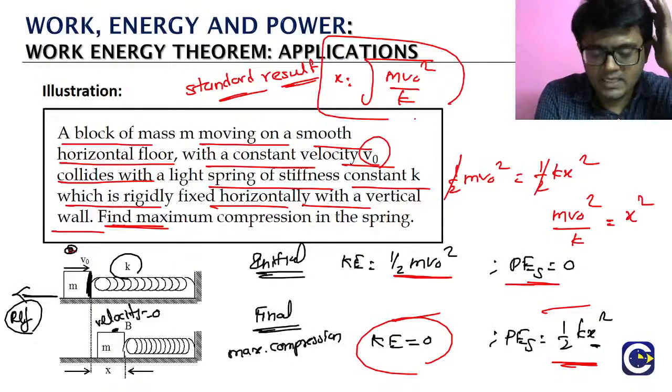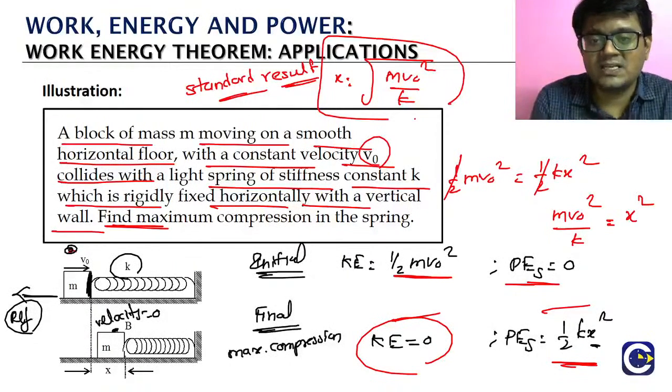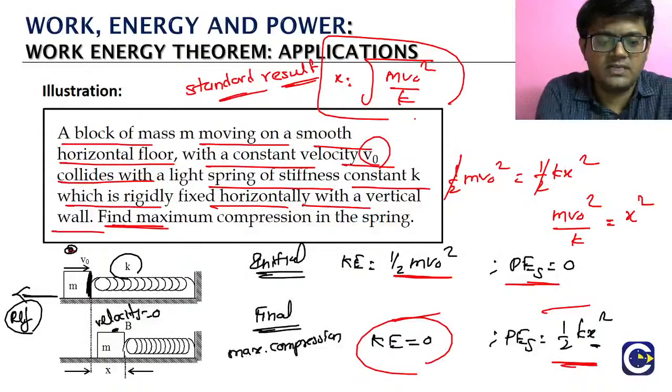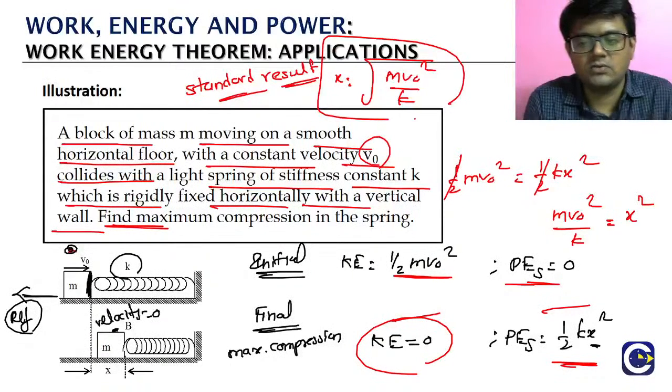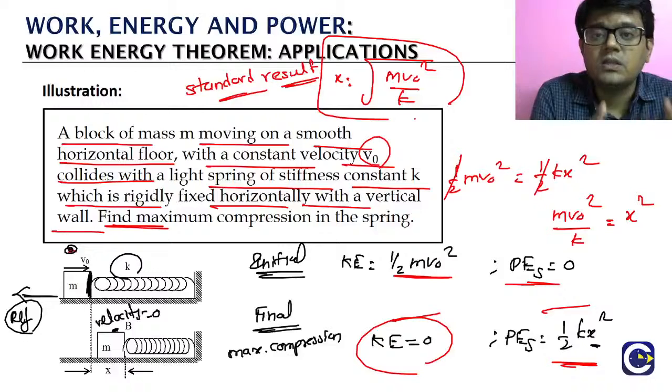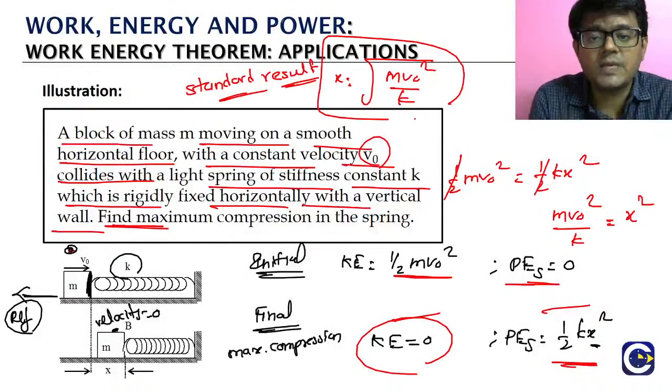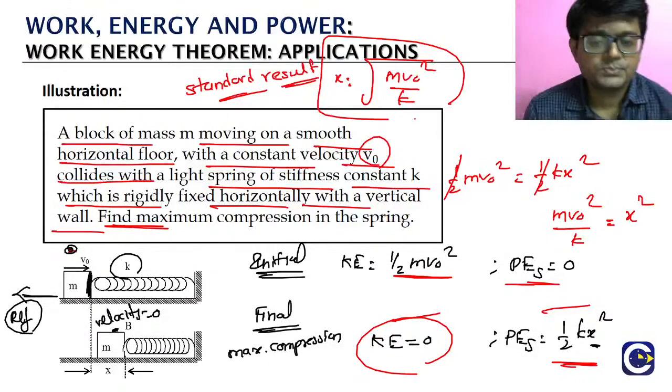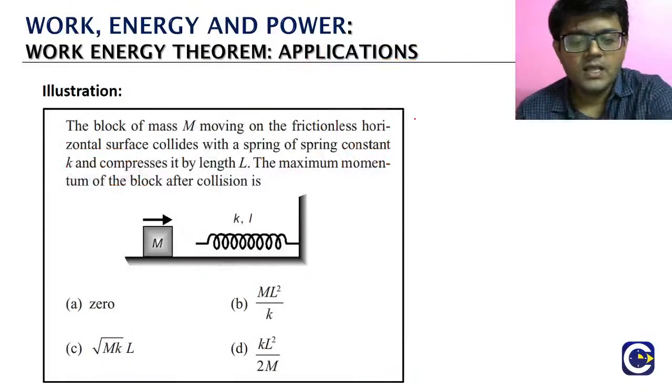But here the gravitational potential energy term will not come. Why? Because we are on that reference line that we are moving. So initially also it will be 0, finally also it will be 0. So again the kinetic energy of that object and the spring potential energy, these two terms will come. Okay, look at the next question.